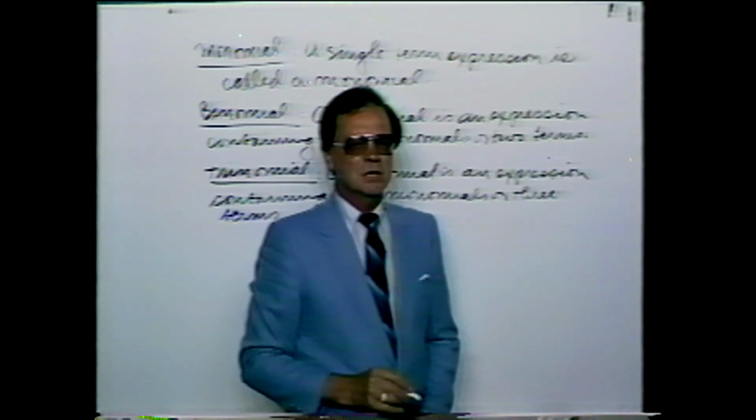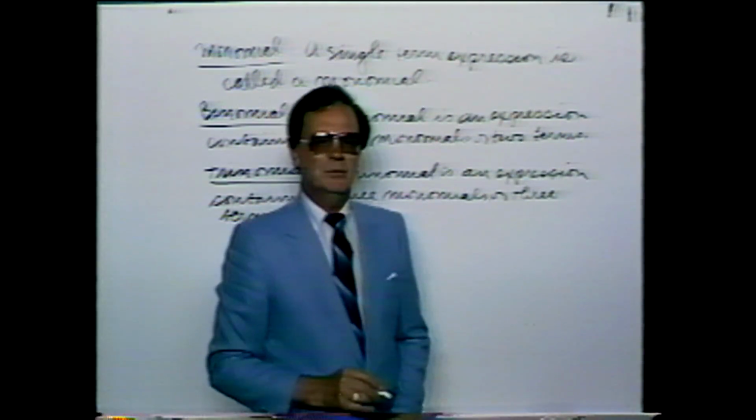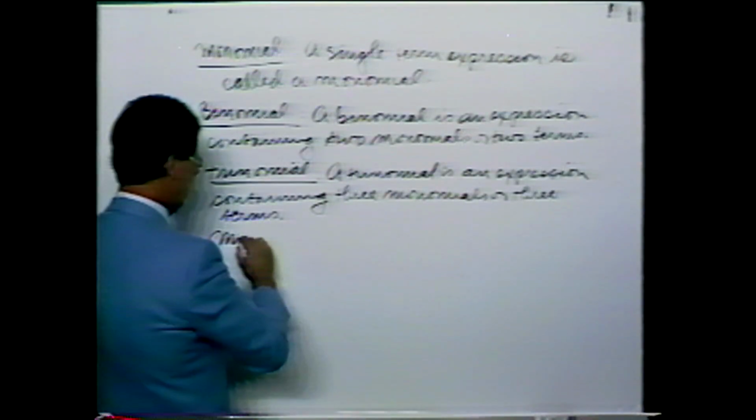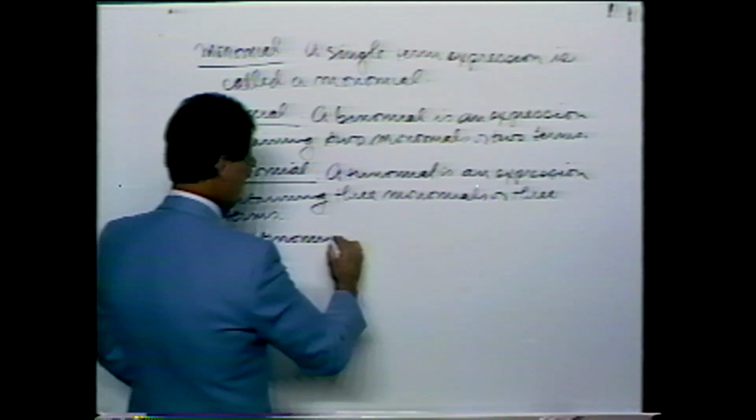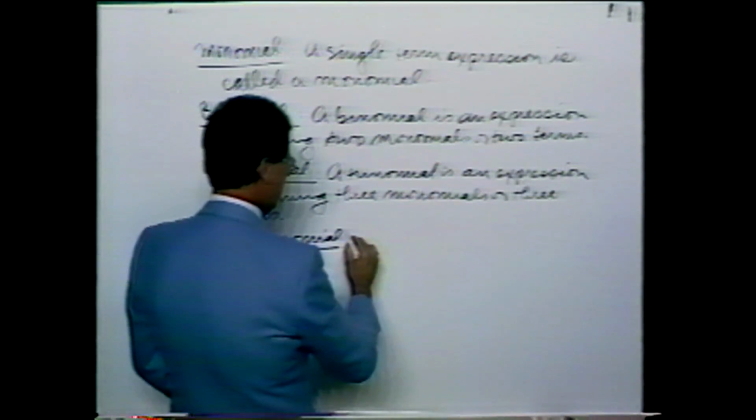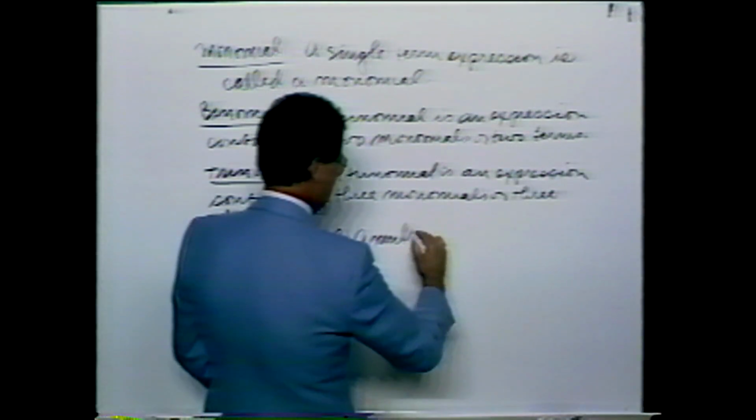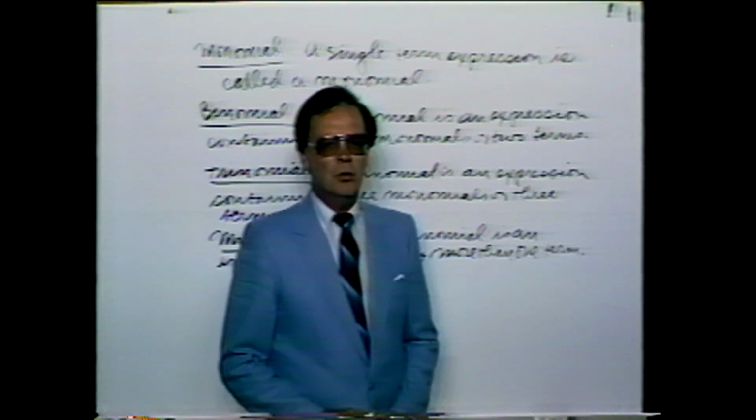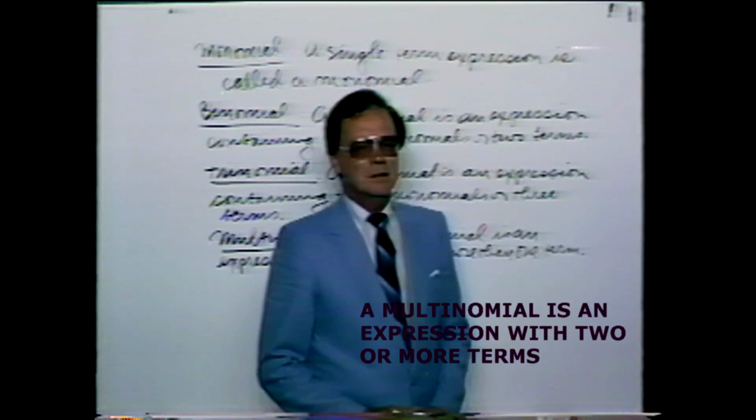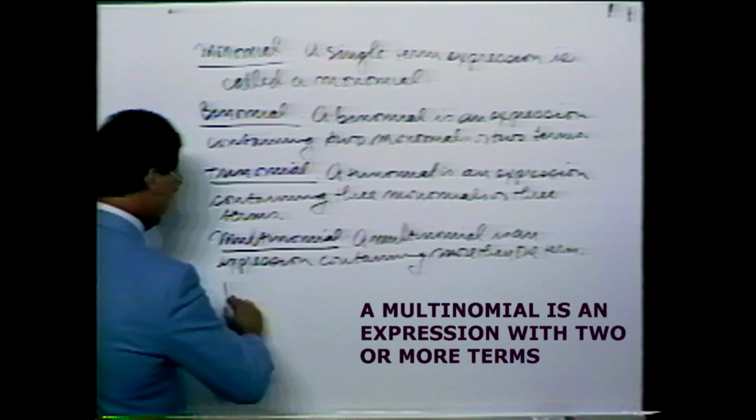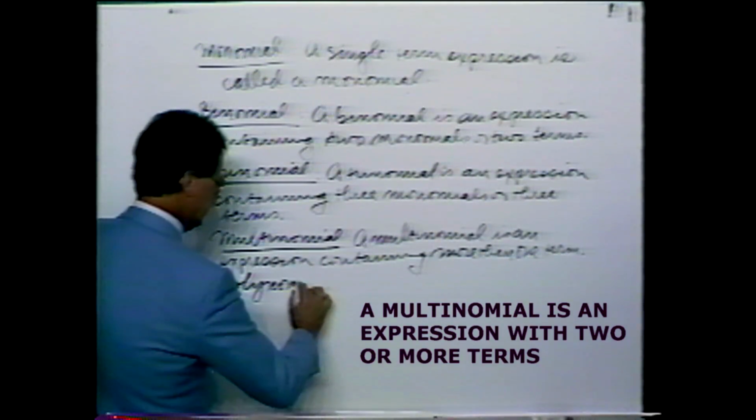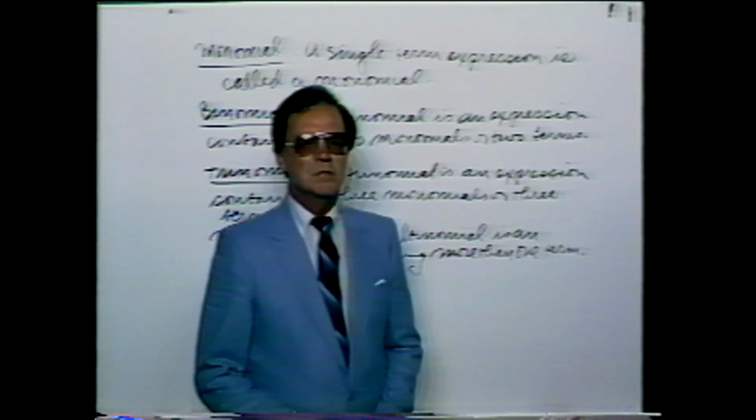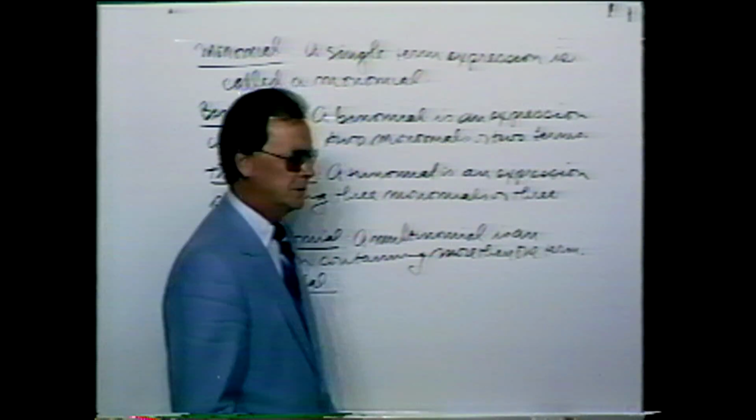The next word is multinomial. A multinomial is an expression containing more than one term. You probably have noticed that there is considerable overlapping of the use of these nouns. The next word is polynomial. This is a very specialized expression with specific application in mathematics.